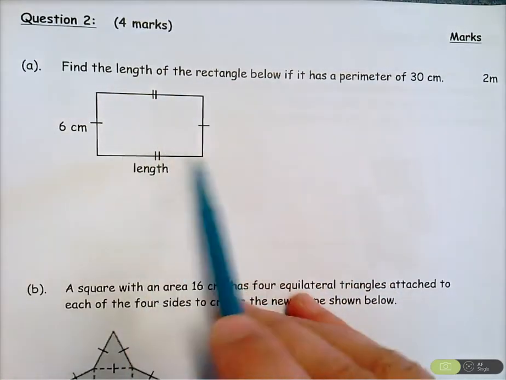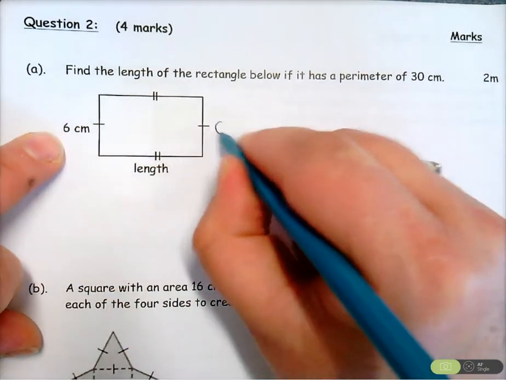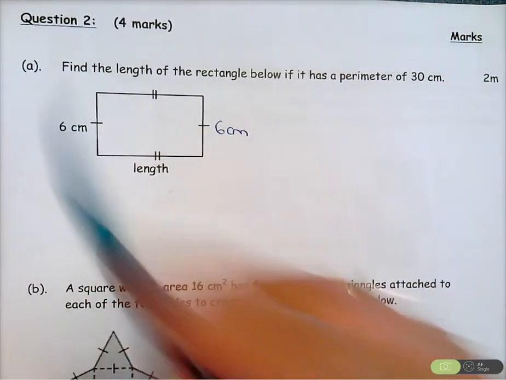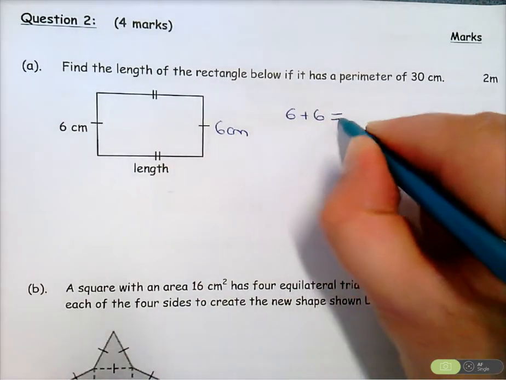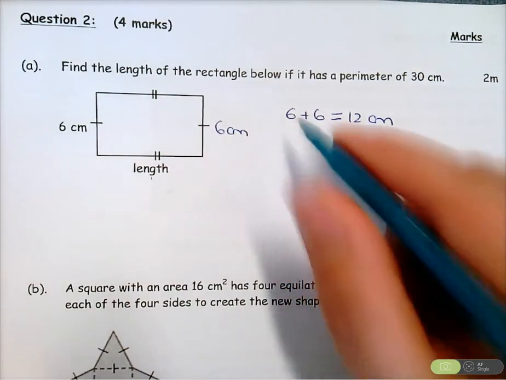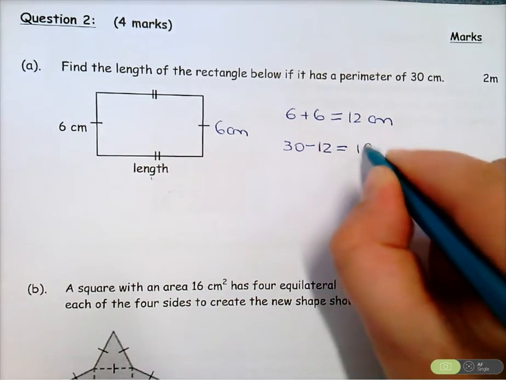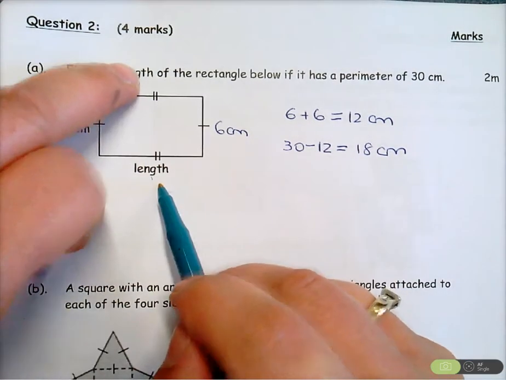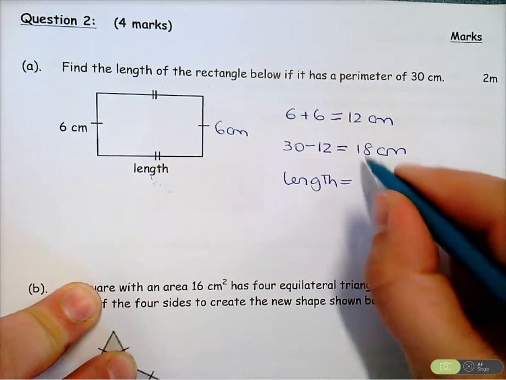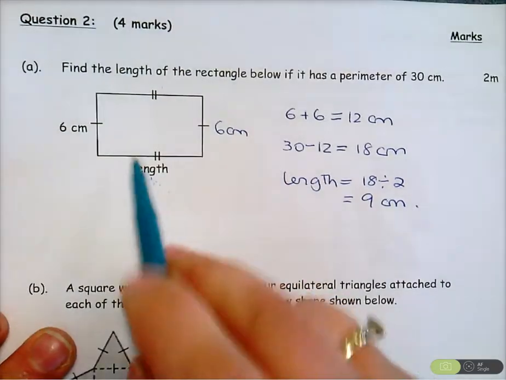Question 2, find the length of the rectangle below if it's got a perimeter of 30. So girls, if this side's 6 centimetres, so's the other side. We know that the perimeter is the addition of 4 sides. So we can see what we've already got. 6 plus 6 is 12 centimetres. Then these two sides therefore have to add up to what? 30 take away 12 is 18 centimetres. So the two remaining sides add up to 18. So therefore the length will be what? 18 divided by 2, which is 9 centimetres.